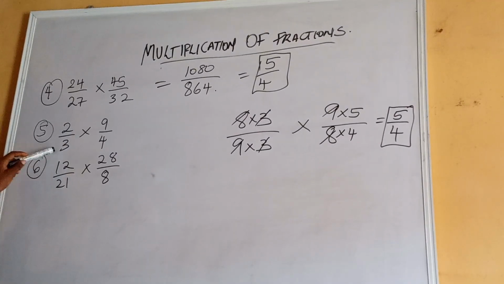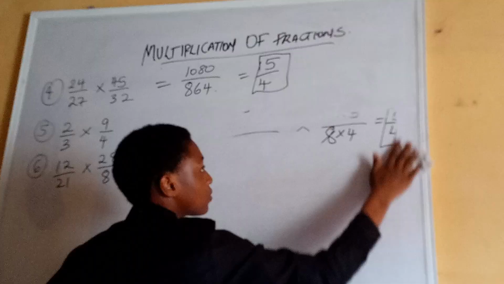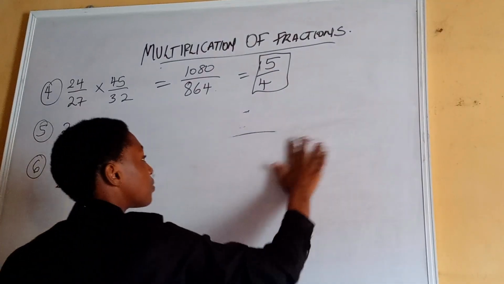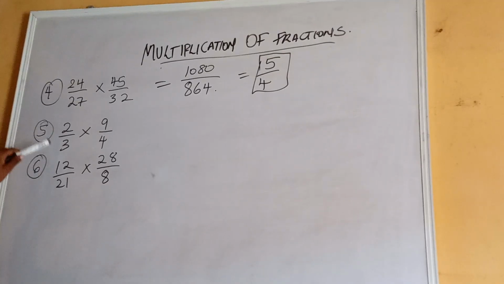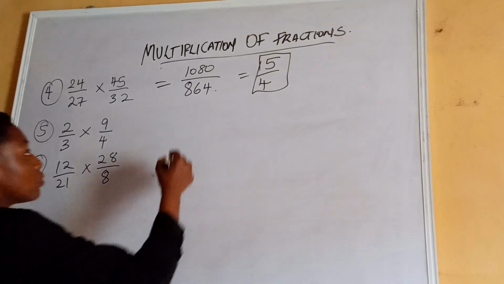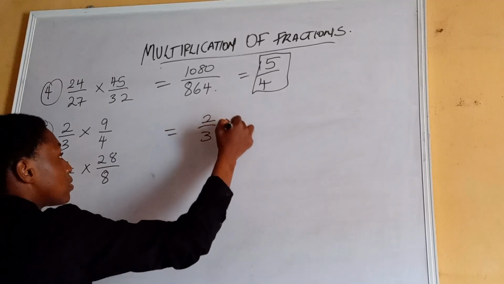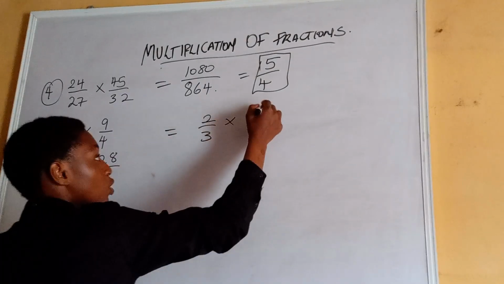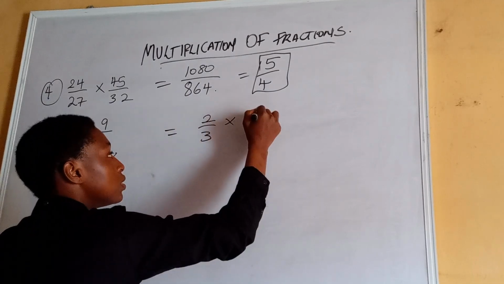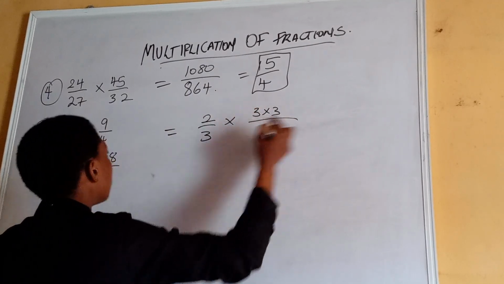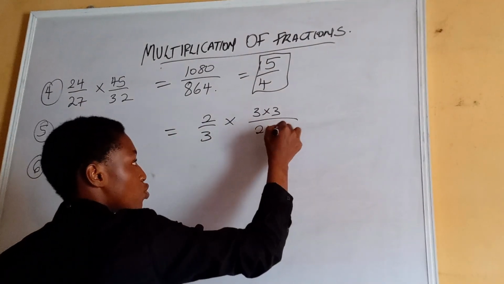Alright, so we can still do the same with question 5. Let's go ahead and do that. With question 5, you have 2 over 3 times 9 over 4. Expanding would be 2 all over 3, times 3 times 3 is 9, all over 2 times 2 is 4.